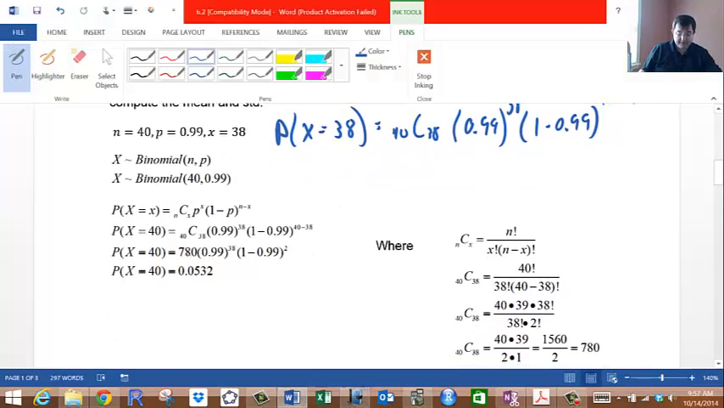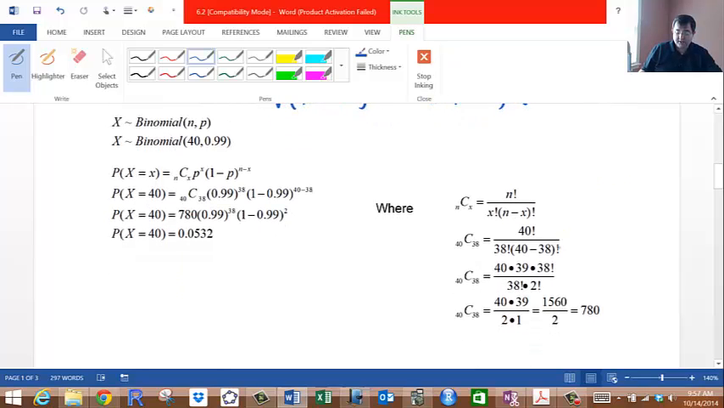Okay, so we just get 780 times 0.99 to the 38th power times 1 minus 0.99 to the 2nd power. And over here I show you how to do that by hand, that N choose R button from the calculator. You don't really have to worry about that, but you can kind of note that. So the probability is 0.05.